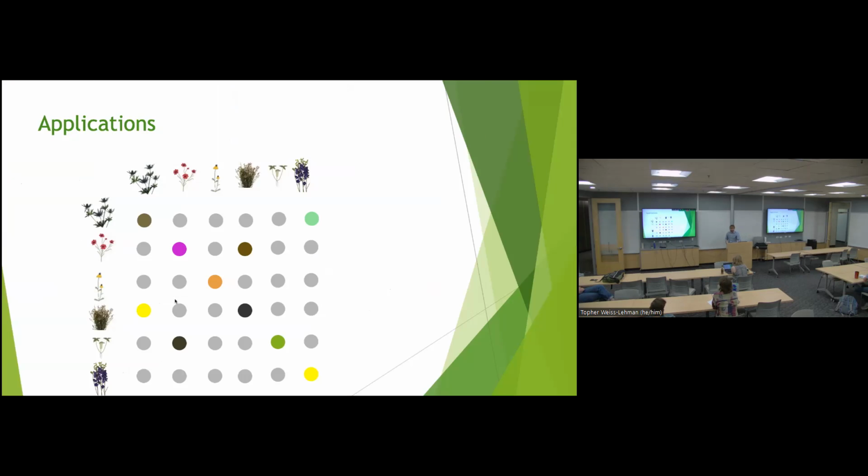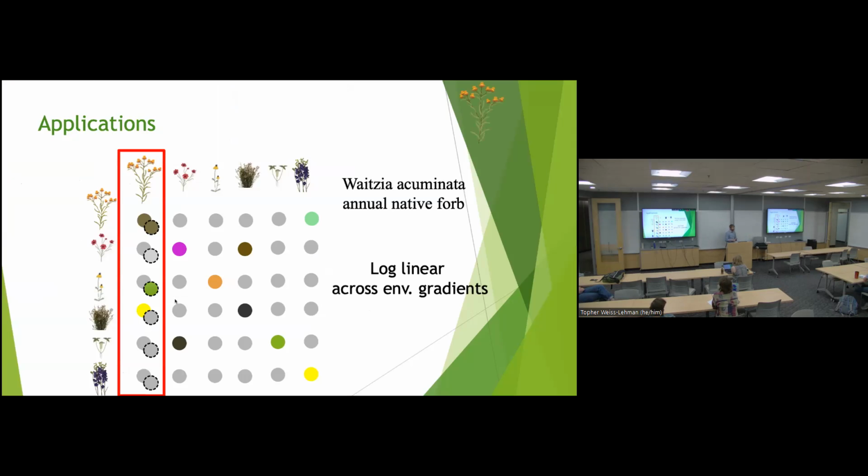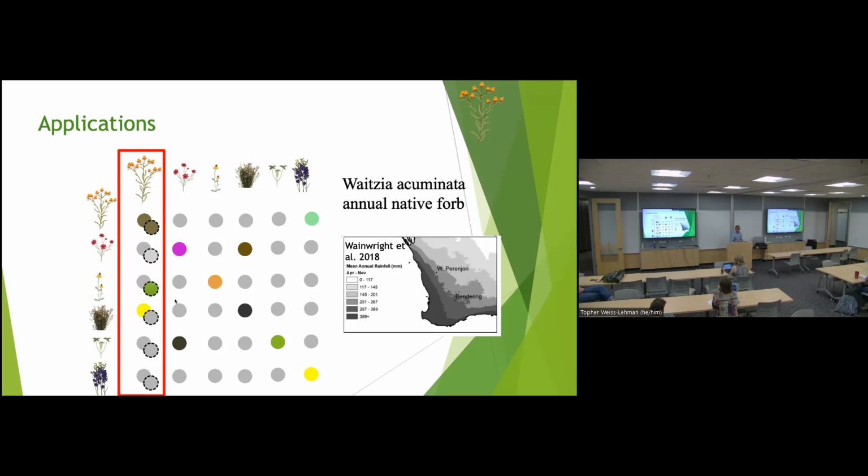And so I'm going to be showing results specifically for one species in this system, just to keep things a little simple, which is Waitsia acuminata, which is an annual native forb in this system. And we allowed these interaction coefficients to vary across environmental gradients. We used a log linear transformation, and that's purely because for the Beverton-Holt model, those interaction coefficients have to remain positive. So we had to use that transformation to keep them in the positive range of values.